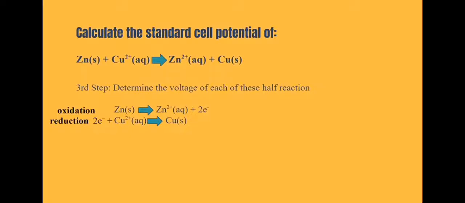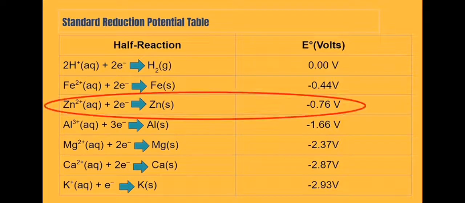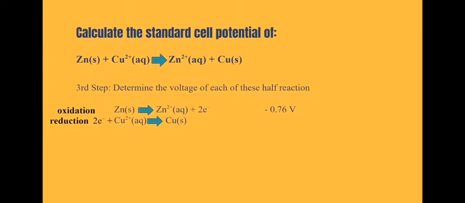To determine the voltage, hanapin lang po natin ang zinc sa table ng standard reduction potential. Ito po ang zinc. May voltage po siyang negative 0.76 volts. At dahil oxidation ito, kailangan po natin siyang i-flip or maiba ng posisyon para maging reduction. Pag ginawa natin iyon, ang volts niya ay magiging positive 0.76 volts.